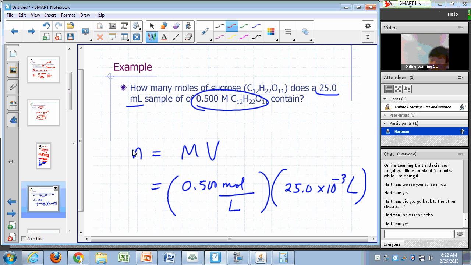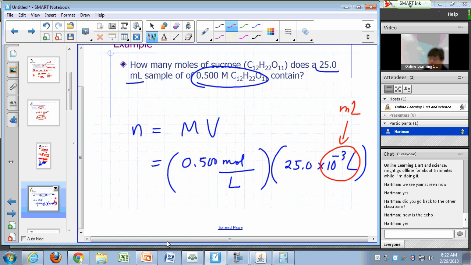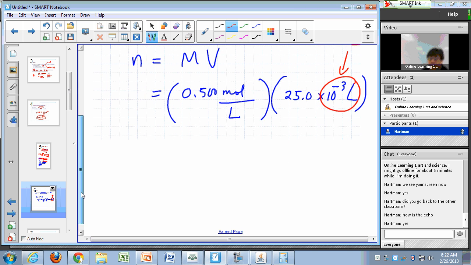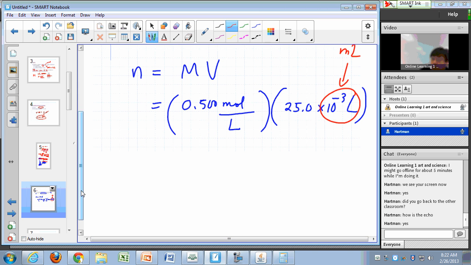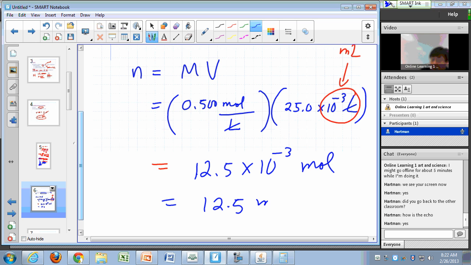Okay? A milliliter is 10 to the negative 3 liters. That's a convenient thing to know for calculations if you're dealing with mL. So what's 0.5 times 25? Okay, liters will cancel out, right? So that's 12.5 times 10 to the negative 3 moles. Or you can say that's 12.5 millimoles, okay, because 10 to the negative third mole is a millimole.